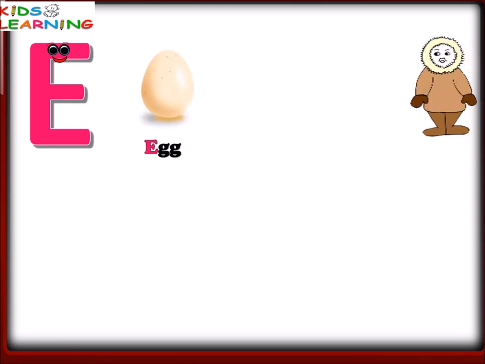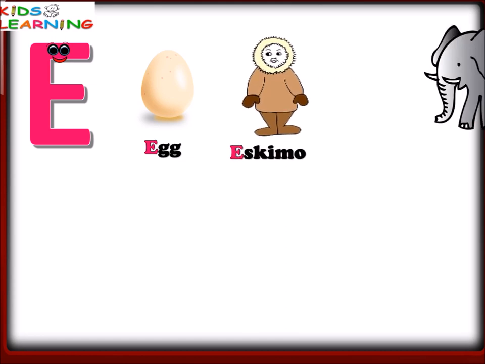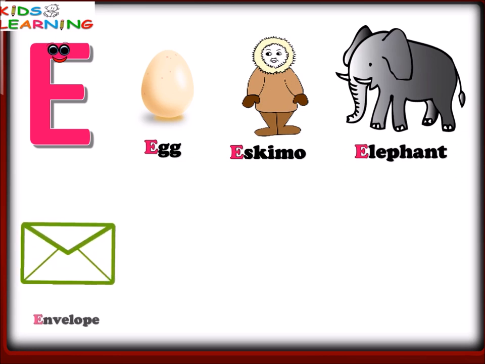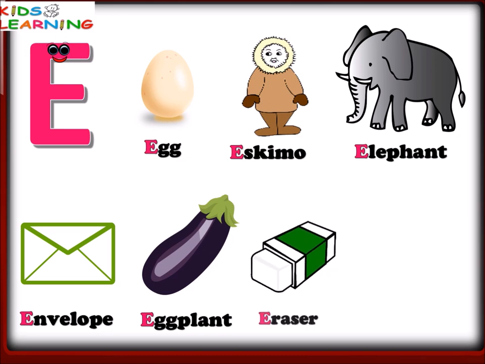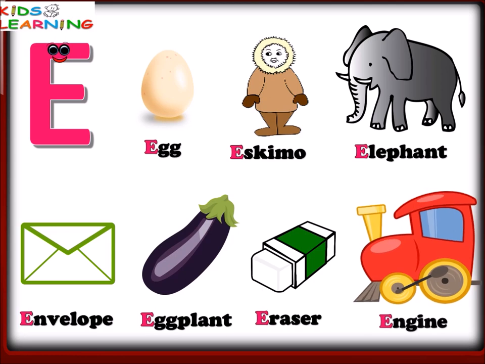E is for egg, Eskimo, elephant, envelope, eggplant, eraser, engine.